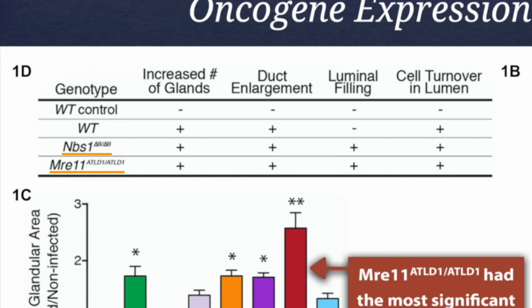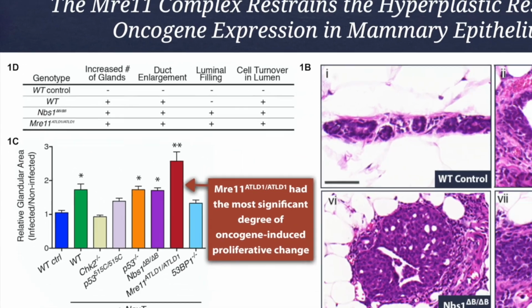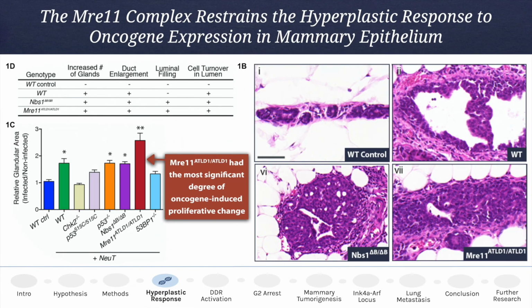In the Mre11 mutant, the entire MRN complex is destabilized. However, in the NBS1 delta B mutant, the NBS1 protein is destabilized, but Mre11 protein expression is unaffected. Both of these mutants have been shown in previous research to be deficient in DDR signaling, DSB repair, and intra-S, G2, and M cell cycle checkpoints.